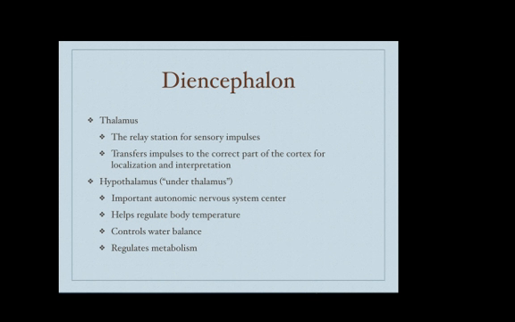The hypothalamus is an important autonomic nervous system center. And what that means is it's going to help coordinate and control many of the autonomic things, or the involuntary things, that your body is doing.